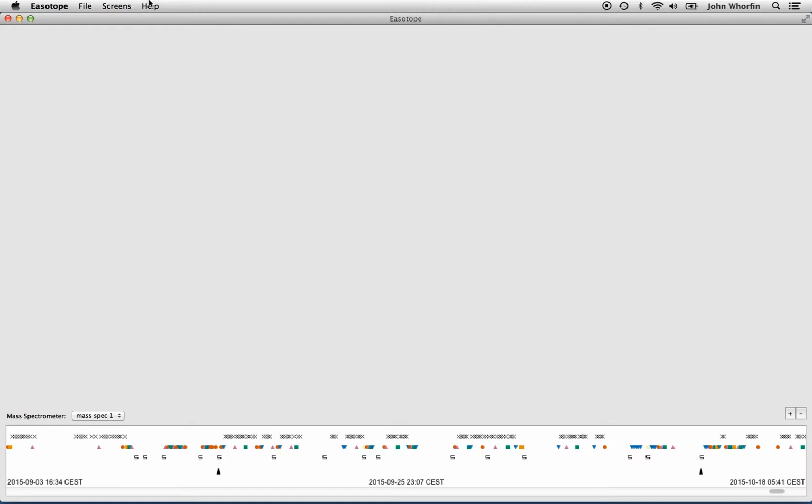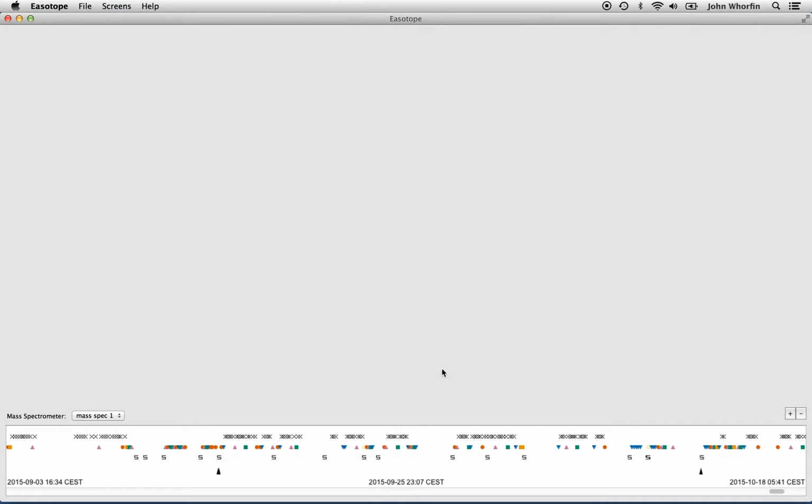When you start up the replicate analysis screen, the only thing you see is the timeline below. This is specific to a mass spectrometer. You can choose the mass spectrometer you have if you're lucky enough to have more than one. And as soon as you choose the mass spectrometer, you see the data points for that mass spectrometer represented here in a timeline.